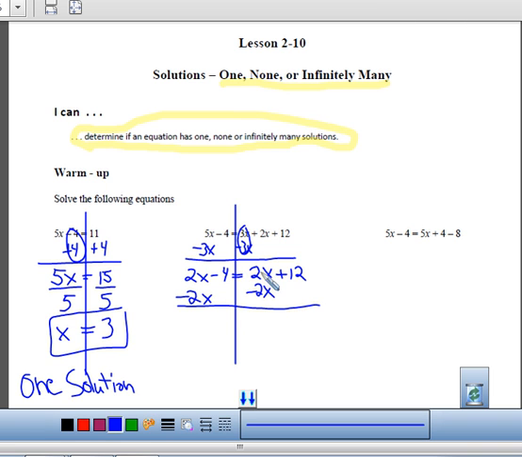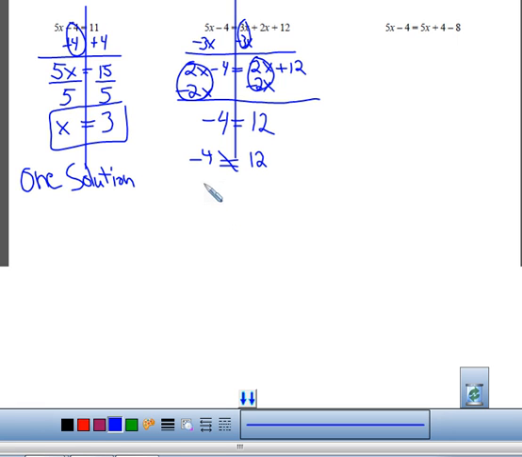So I'm trying to get my variables on the same side, and I get negative 4 equals 12. And some of you might be saying, well, wait a second, Mr. Decker. Negative 4 does not equal 12. You are correct. So, in other words, for this problem, there is no solution.